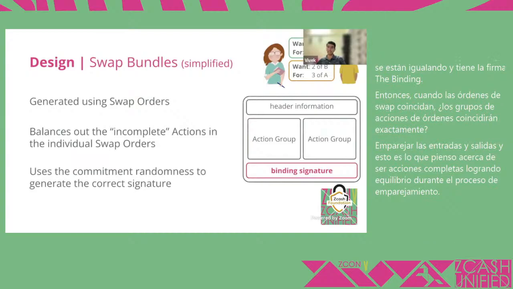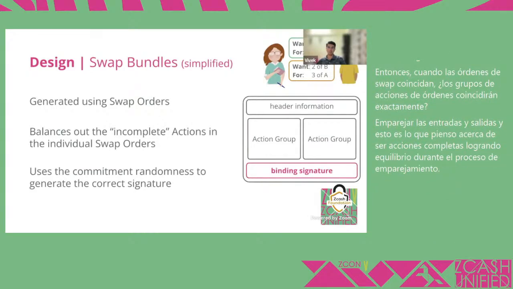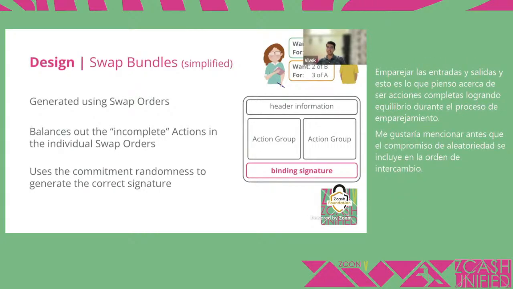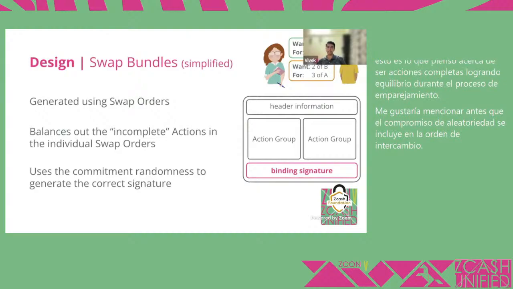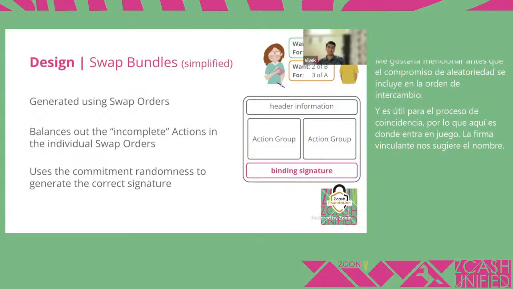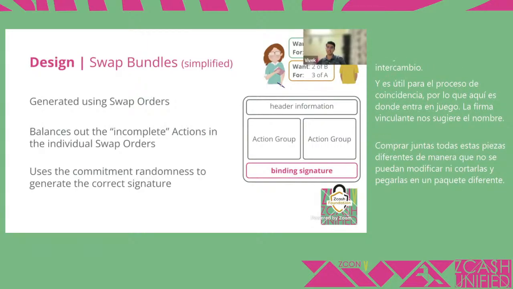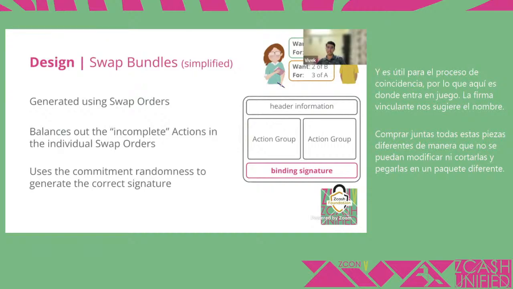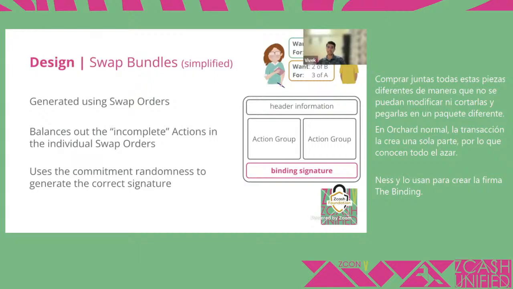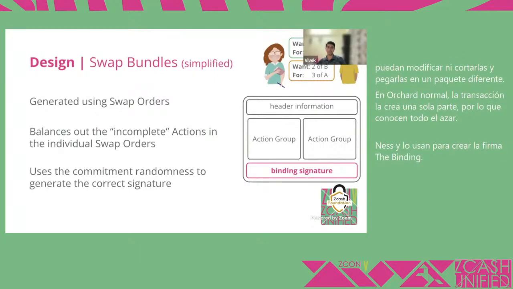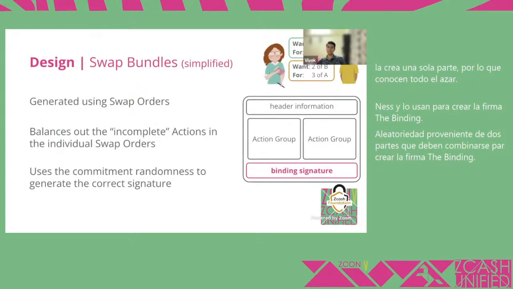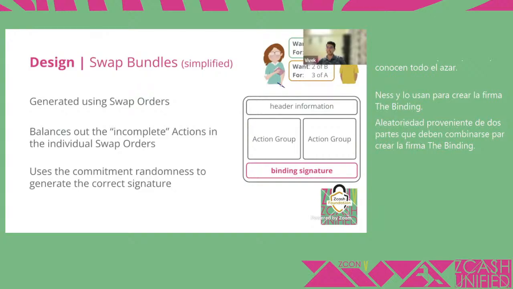I'd mentioned earlier about the commitment randomness being included in the swap order and it being useful for the matching process. So here's where it comes in. The binding signature needs to, as the name suggests, bind together all these different pieces in a way that it cannot be modified or cut and pasted in a different bundle. In normal Orchard, the transaction is created by a single party, so they know all the randomness and they use that to create the binding signature. Over here, though, we have randomness coming from two parties that needs to be combined in order to create the binding signature. We do this by providing the sum of the randomness of each party in their swap order and putting those values together to create the binding signature that we need.